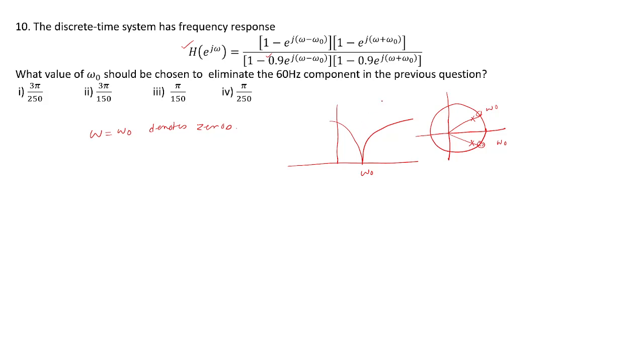Ideally it should remove the omega naught frequency component only, but in practical cases that could lead to instability. So it removes omega naught and other frequency components in very close vicinity of omega naught, and it lets pass all the other frequencies. So it's basically a notch filter.